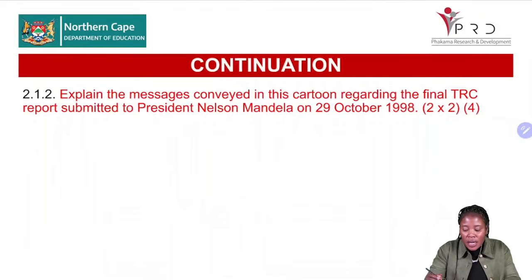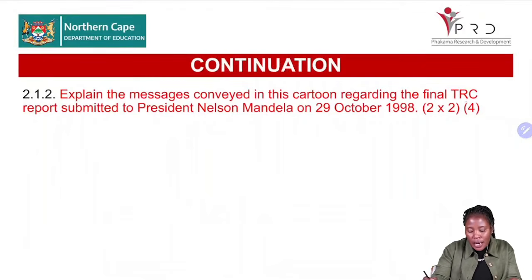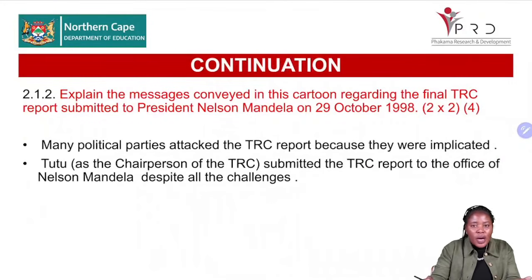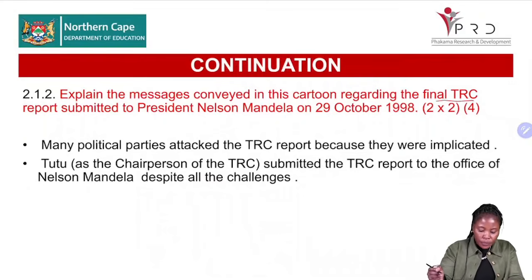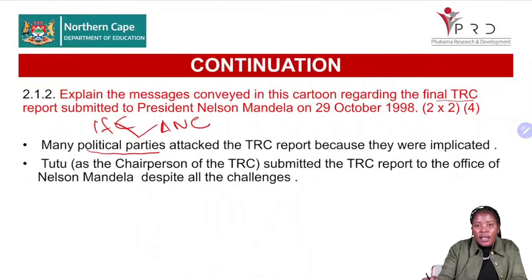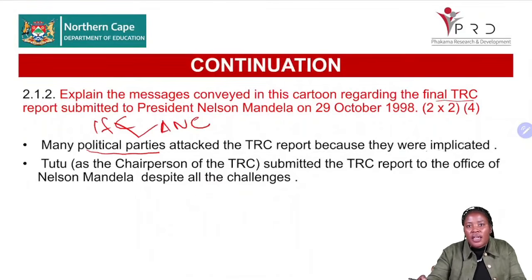Explain the messages conveyed in this cartoon regarding the final TRC report submitted to President Mandela on 29 October 1998. What is the message? When you analyze this cartoon, what messages are you getting? What is the cartoon telling you about the submission of the TRC report? Firstly, remember there were arrows from different political parties, which is an indication that the political parties actually attacked Desmond Tutu and the TRC. So the first message conveyed by the cartoon is that many political parties, including the ANC, the IFP, attacked the TRC report because they were implicated. Based on what we discussed, remember they even went to an extent of taking legal actions to prevent the TRC report from implicating them. So many political parties attacked the TRC report.